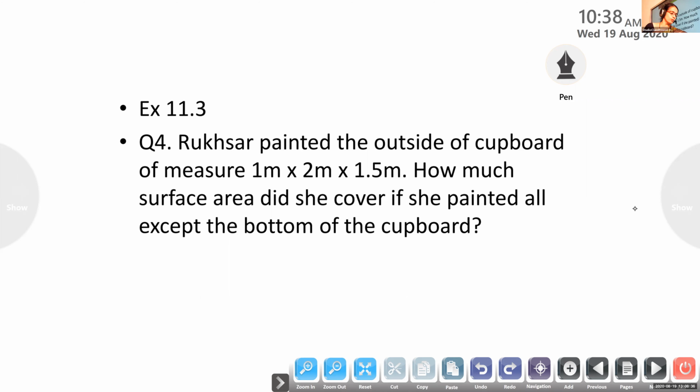So dear 6L students, we have studied lateral surface area and total surface area of a cube. Lateral surface area of a cube is 4L square, where L is the length of one edge, one side, and total surface area of a cube is 6L square. Okay. Now write the question.